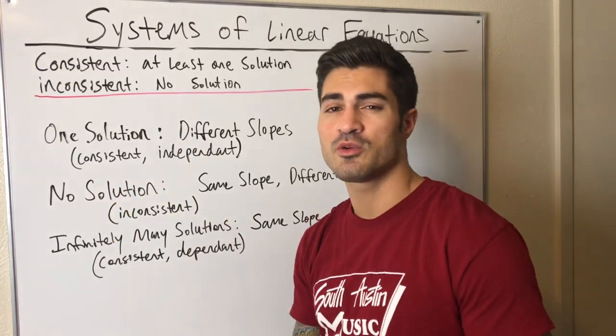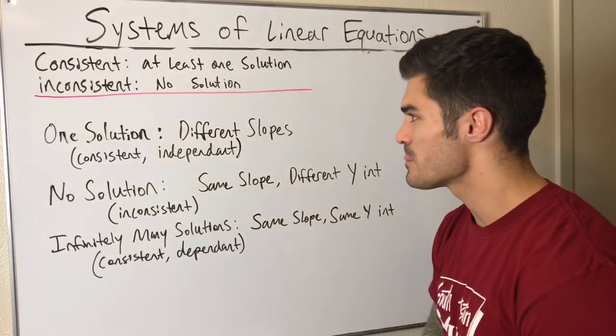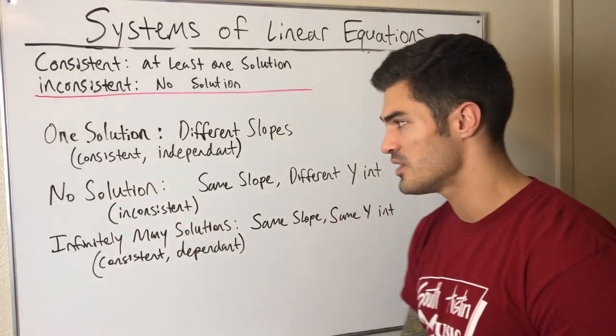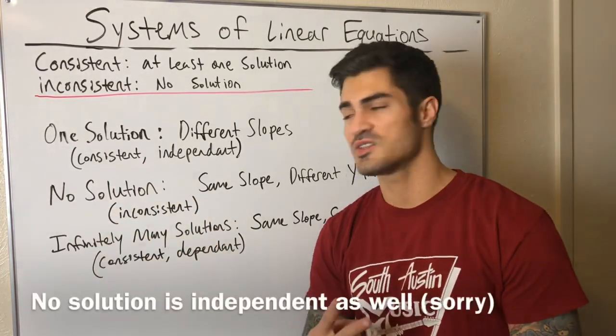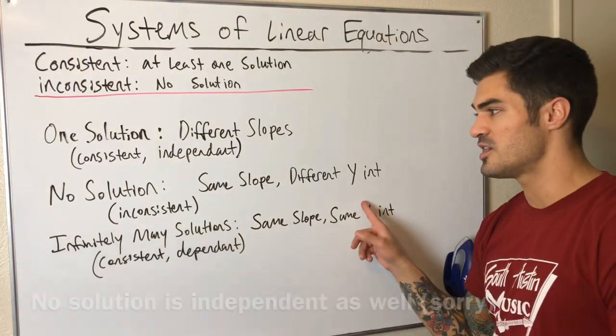Here's a new vocabulary word. You've probably seen it in your class, though. They call it consistent because there's at least one solution. So one solution and infinitely many solutions are both considered consistent, okay? What about no solution? That was the second example we saw. Same slope, but different y-intercept, right?